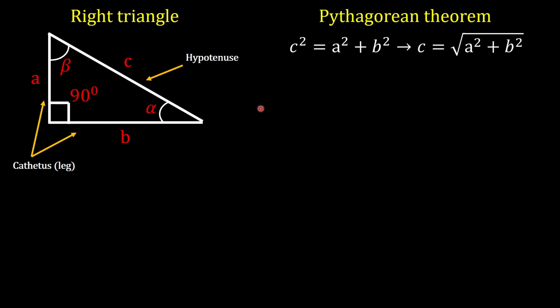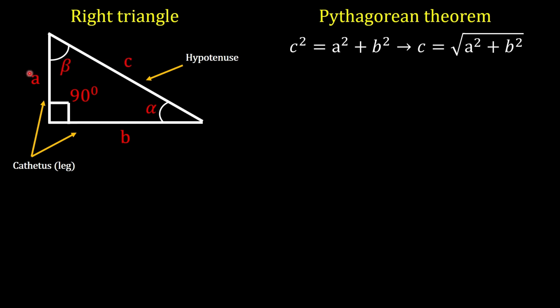Some people make a mistake and use Pythagorean theorem for other types of triangles, but it's not correct, so please do not do that. The right triangle has two legs, A and B, and hypotenuse, here it is C, which is the longest side of the triangle.